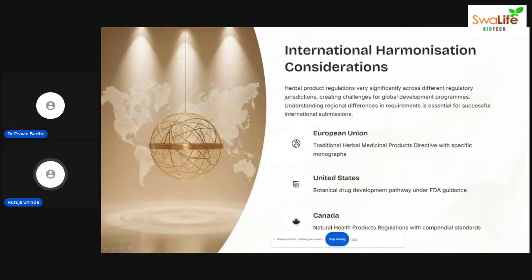Then international harmonization considerations. So global development of herbal products is complicated by differing regulations. For example, the European Union has a directive for traditional herbal medicinal products with official monographs. The US FDA has its own botanical drug development guidance. Canada regulates under natural health product standards. So, understanding these differences early is essential if you are targeting multiple markets.